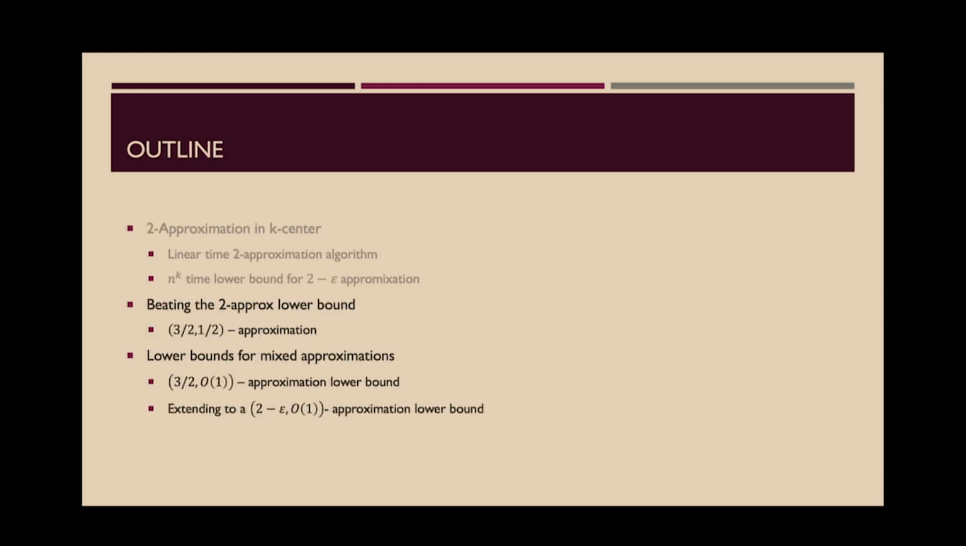OK, so if this was the problem, a 2 is easy, better than 2 is hard, what am I going to talk about for the rest of the time? We noticed that this 2 approximation is hard only really in this dominating set case. It's only really hard when the optimal is 1. And that's not usually the case that we care about for k-center.